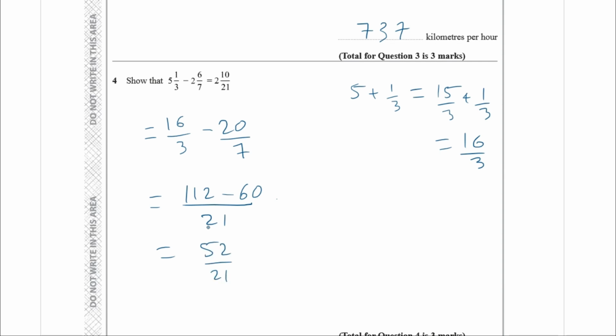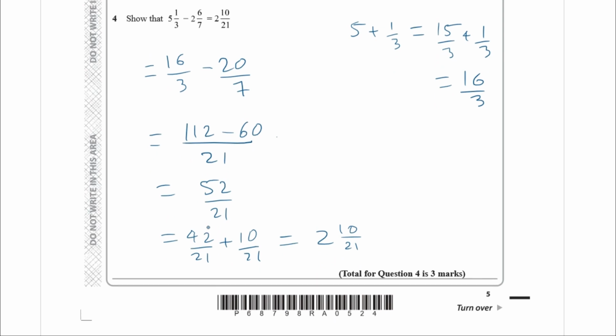52/21. And here you can use mixed numbers again. You can realize that that's 42/21 plus 10/21. And 42/21 is going to simplify quite nicely as 2, because 42 divided by 21 is 2. And we're left with 10/21, which is what we wanted. So super, we're happy with this question. This is good for 3 marks.